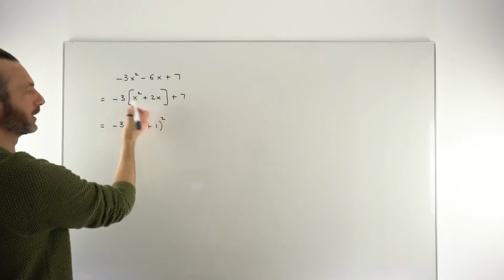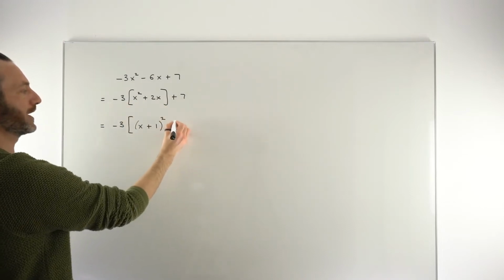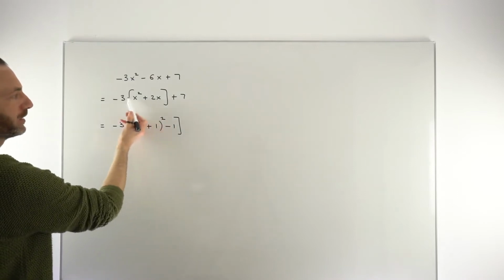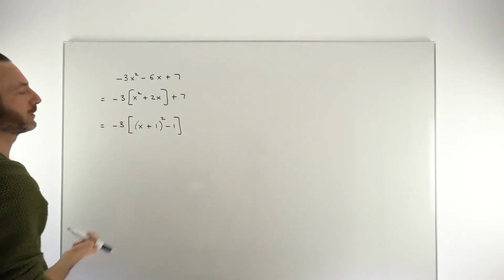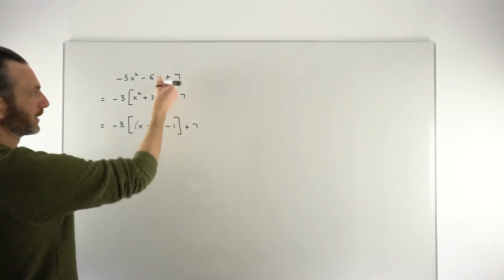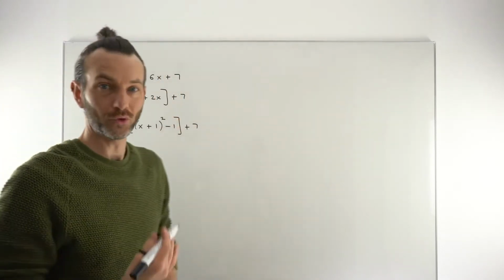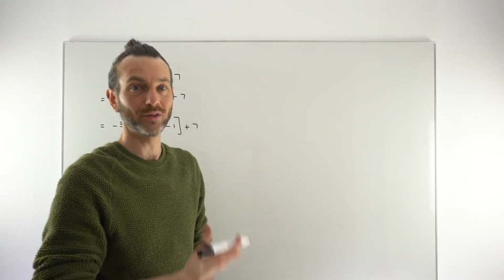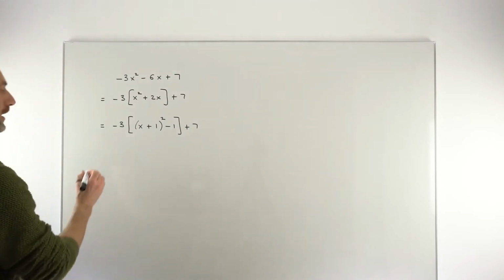There is no +1 in the original bracket, so we need to subtract 1 to compensate for that. So that there and that there are the same thing, just written in a different form. And indeed, each of the lines of working here is the same thing, just written in a different form. That's the whole point. We're trying to turn the original quadratic expression into its equivalent completed square form.